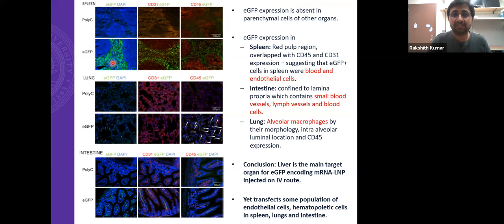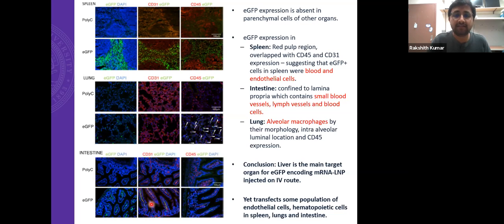They also did the co-immunostaining with CD45 and CD31. And then they confirmed that the cells which were giving the fluorescence were not the parenchymal cells, they were the blood and endothelial cells present in the red pulp region. Also in lungs, the fluorescence was distributed all along the tissue, and they did co-staining with CD31 and CD45. So they suggested that they were alveolar macrophage cells because they were positive for CD45.